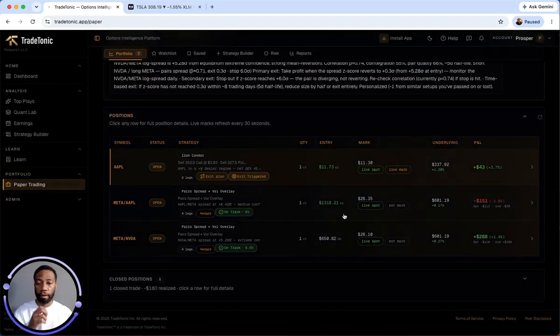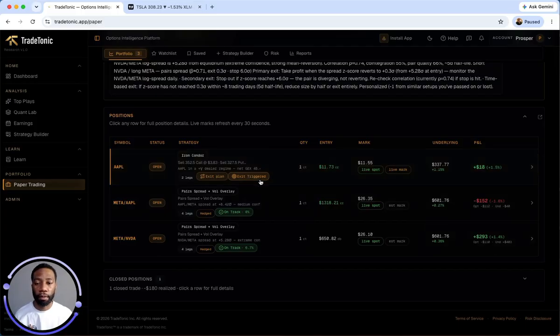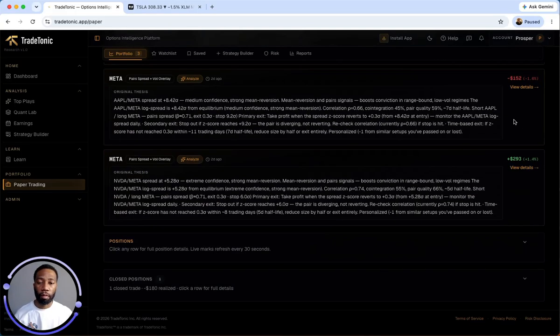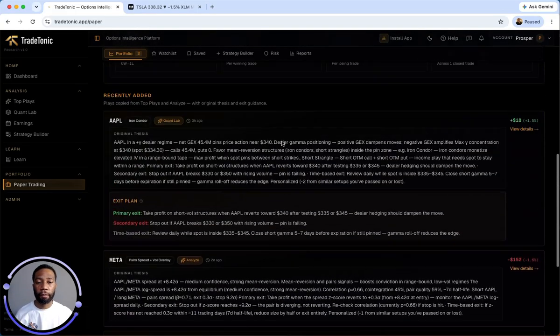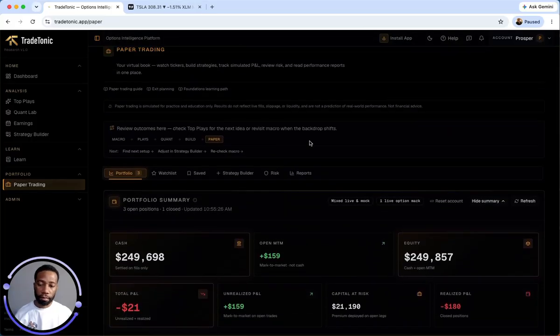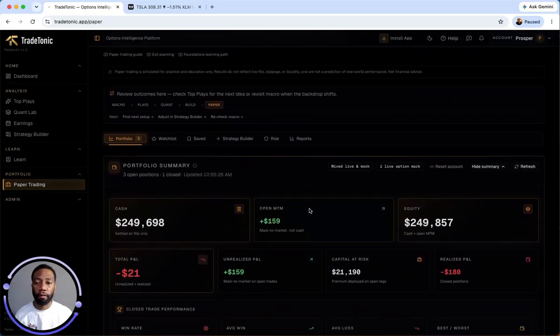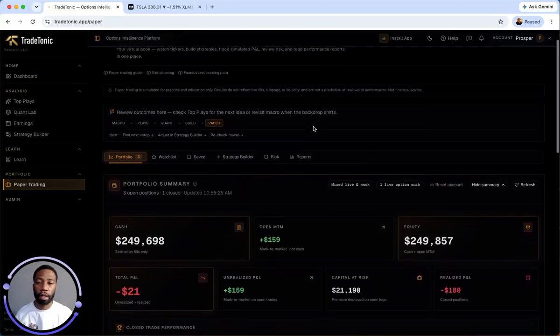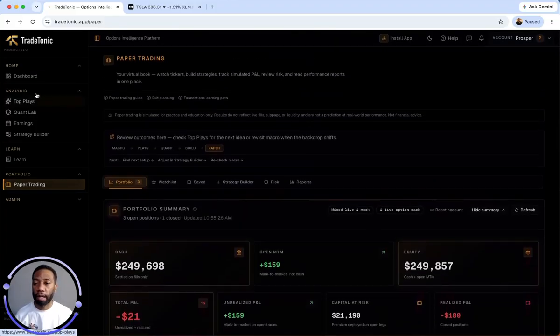We have another pairs trade with a very similar strategy on Meta and Apple, and then we also did an iron condor on Apple. We took a look at our paper trading, and so far we have a P&L of about 200 bucks, which is really good. Those trades are working in our favor. Now let's go back to the dashboard.